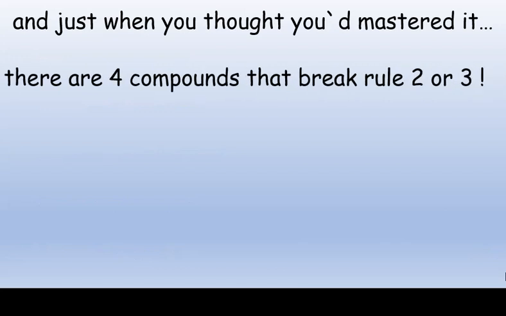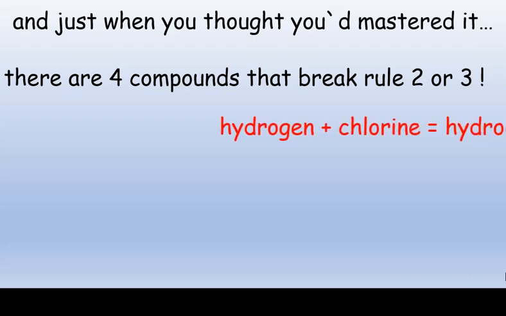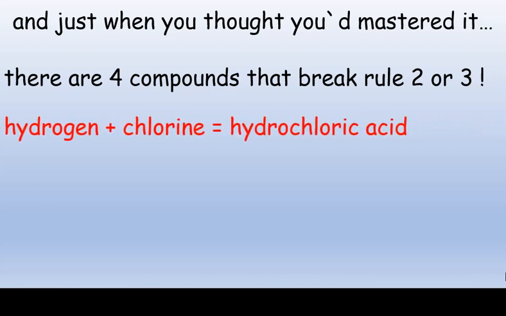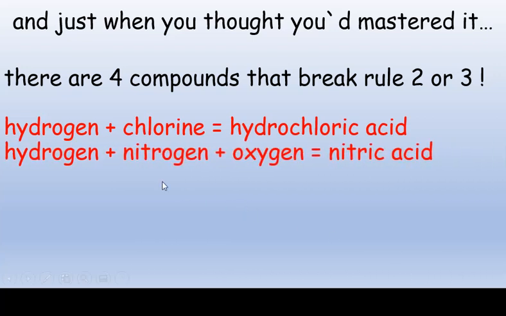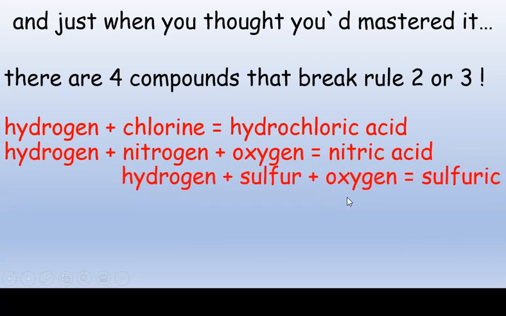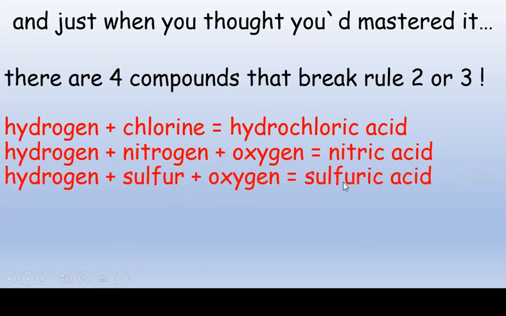And finally, just when you thought you'd mastered it, there's going to be 4 compounds, and I'm afraid they break rule 2 or rule 3. Okay, hydrogen and chlorine. Now, you'd expect that to make hydrogen chloride, and in fact, it can be called hydrogen chloride, but when you see it, it will generally be hydrochloric acid. Hydrogen and nitrogen and oxygen, you might think that would make something like hydrogen nitrate, but again, it makes nitric acid. This one, hydrogen, sulfur and oxygen, not hydrogen sulfate, this one makes sulfuric acid. Okay, so acids like to break the rule.